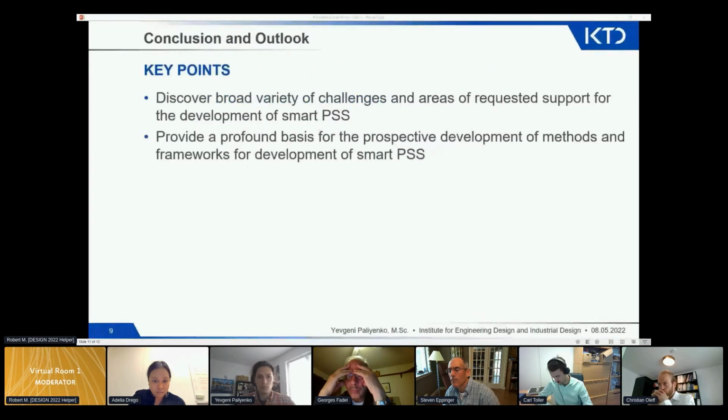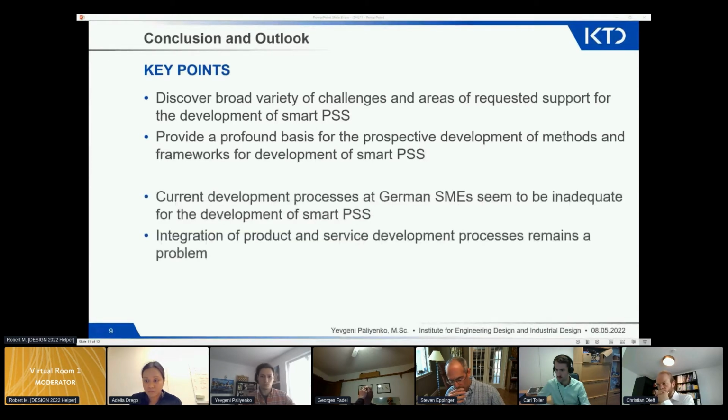Now, to conclude our findings, we were able to discover a broad variety of challenges and areas of requested support for the development of smart product service systems. Therefore, we can provide a profound basis for future research on methods and frameworks for the development of smart PSS. In our opinion, the most important findings of our study are that the current development process at German SMEs seems to be inadequate for the systematic development of smart product service systems, and that the integration of product and service development processes appears to be a problem. Therefore, further investigation and research regarding those two topics is necessary.